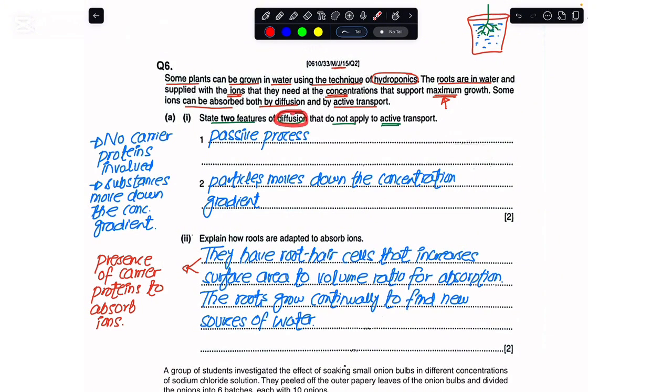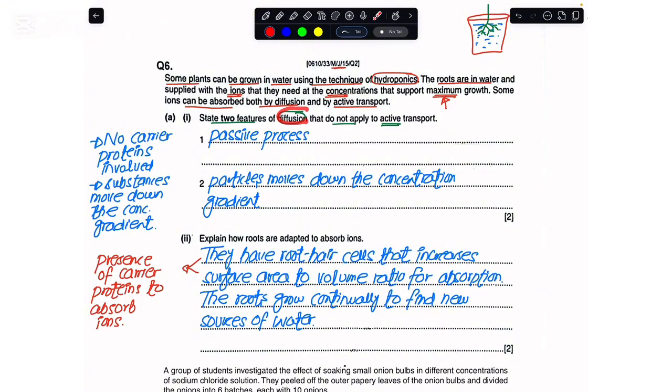Diffusion would never require the presence of carrier proteins, but active transport would require them. Diffusion does not use energy, so this is a passive process. And active transport uses energy which is released from the mitochondria by respiration. So active transport is an active process. So I have written 4 points. You can write any two.